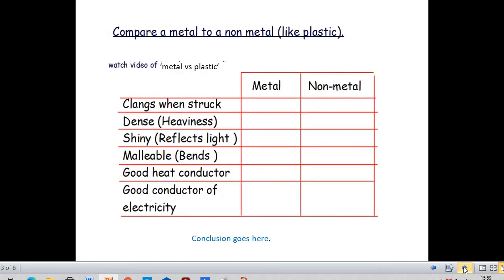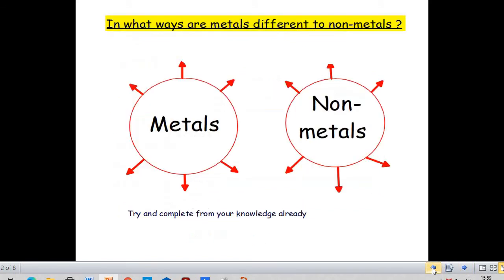Then I'd like you to fill in this table and watch the video of metal versus plastic, which is by this lesson on Moodle. And I would like you to fill in this table. You can also go back once you watch the video and write down things that are different between metals and non-metals that you found out from the video.